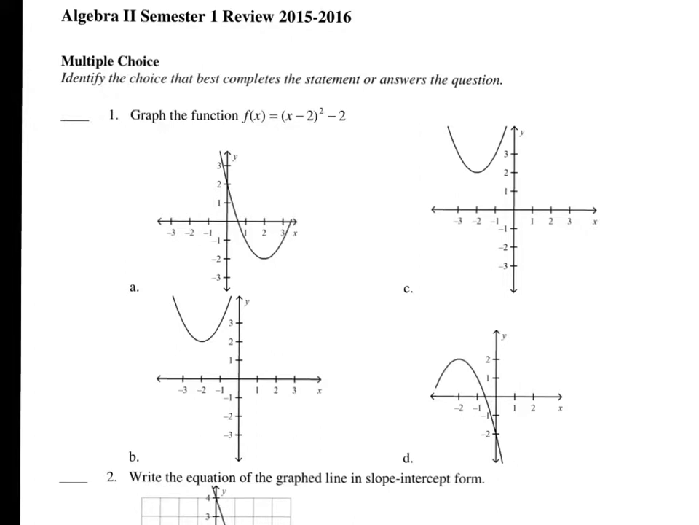If you remember vertex form, you remember that you flip that sign and you keep that sign, which means the vertex of this parabola would be positive 2, negative 2. So you just have to find the graph that matches that. And this parabola right here has a vertex at positive 2, negative 2. So A is the answer.